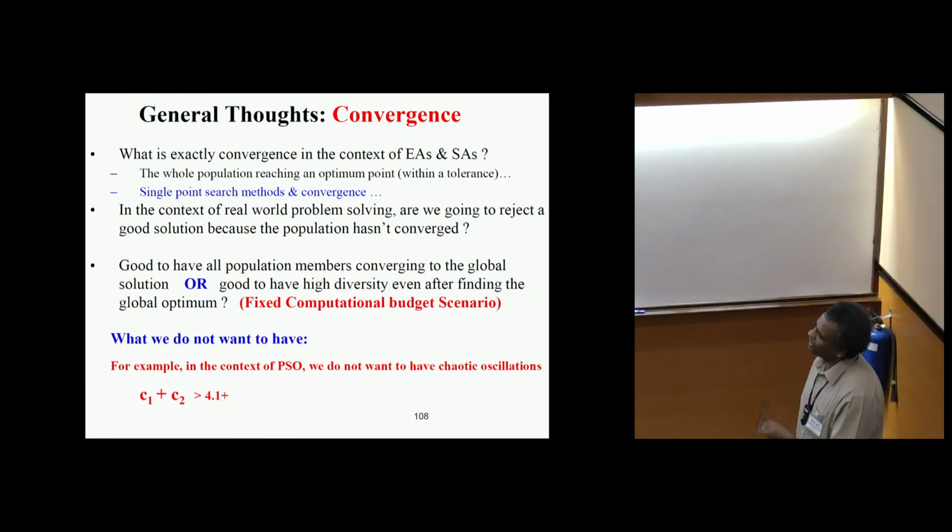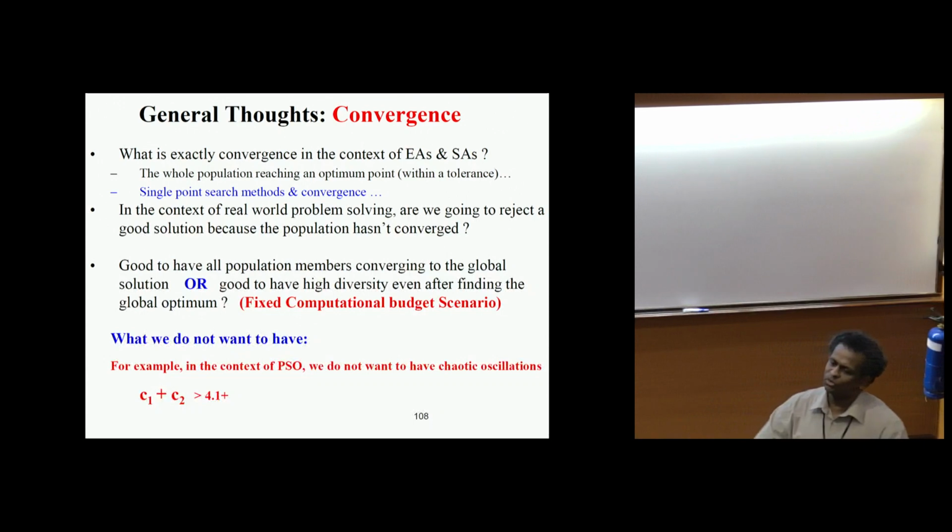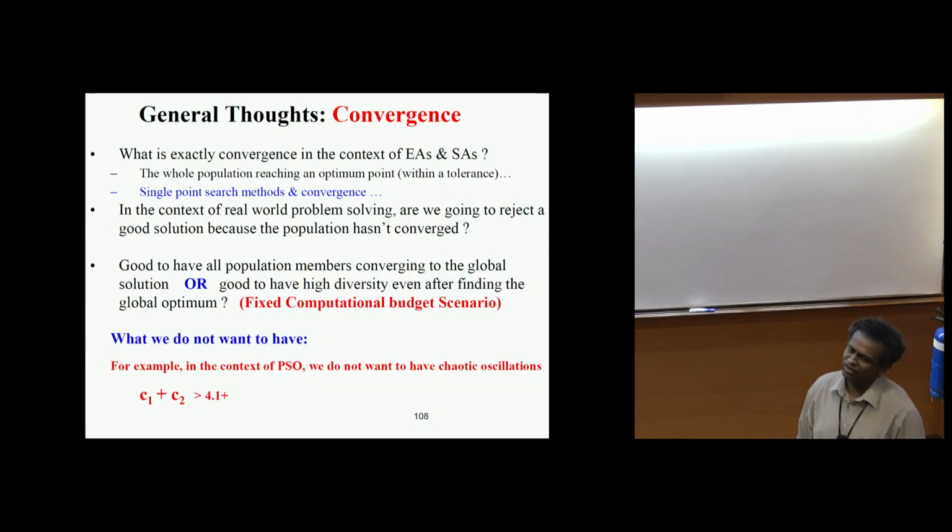But with respect to convergence, I mentioned this. For evolutionary and swarm algorithms, the only thing that we don't want is chaotic behavior. And this comes in with the flying things, particle swarm and ABC, the flying things with velocity and motions. You may have chaotic behavior. So we don't want to have chaotic oscillations. That happens when C1 plus C2 is more than 4.1 or something like that. Then the PSO will become chaotic.